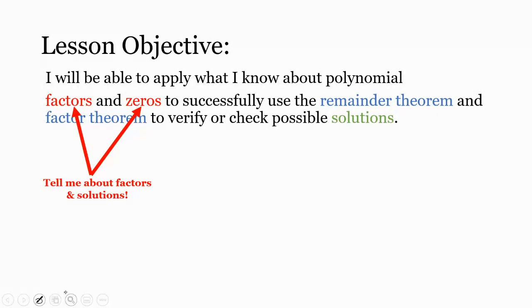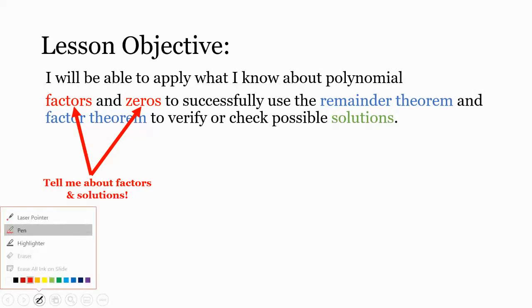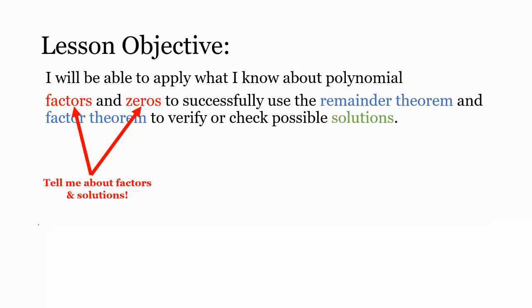Tell yourself, tell your brother, your sister, your mom, your dad, grandma, grandpa, whoever, your friends, text your friend, about what you know about factors and solutions. Or factors and zeros, right? Because these are asking two different things. I think it's really important that you're paying attention to what is being asked of you. What's the difference between these?